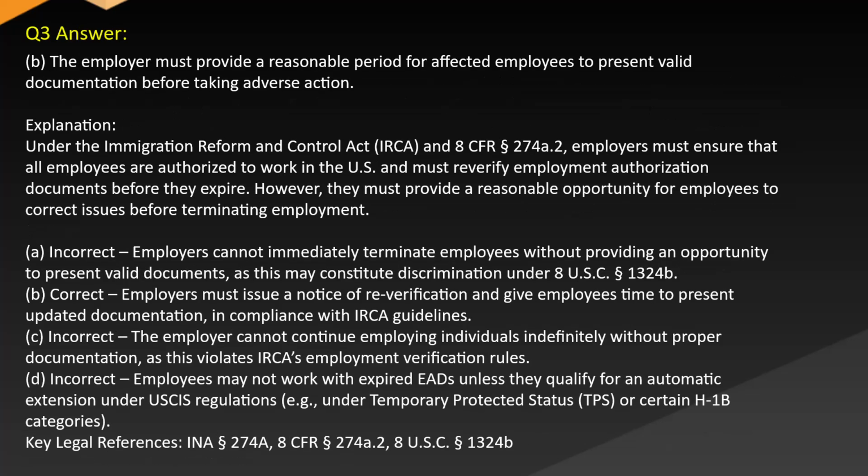Answer: B. The employer must provide a reasonable period for affected employees to present valid documentation before taking adverse action. Explanation: under the Immigration Reform and Control Act, and 8 CFR 274.2, employers must ensure that all employees are authorized to work in the U.S. and must re-verify employment authorization documents before they expire. However, they must provide reasonable opportunity for employees to correct issues before terminating employment.